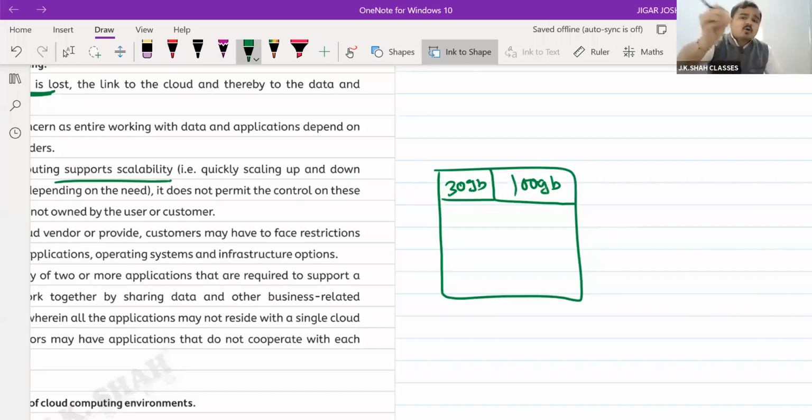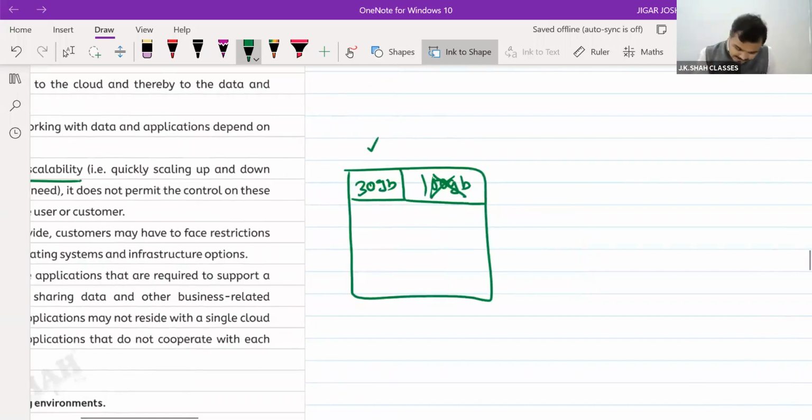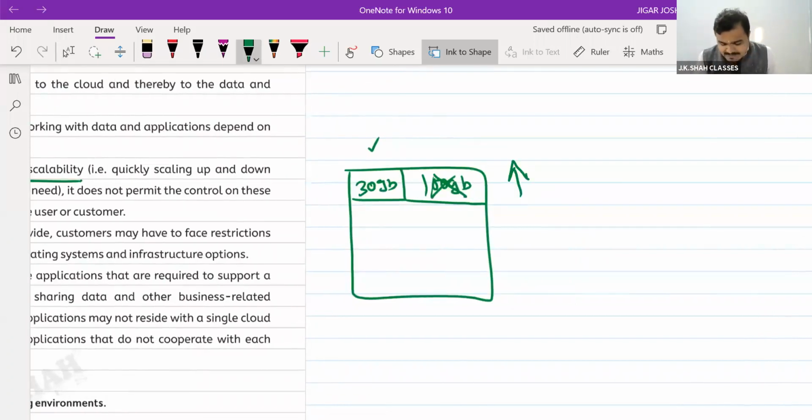Within 10 minutes, you call them again and say that I don't want this 100 GB, I'm happy with 30 GB. Will they entertain you like this? No, sir. So what are you doing, sir? Purchase 30, call for 100, reduce 100. No, sir. So that is, quickly scale up and scale down is not available every time. Sir, not understood.